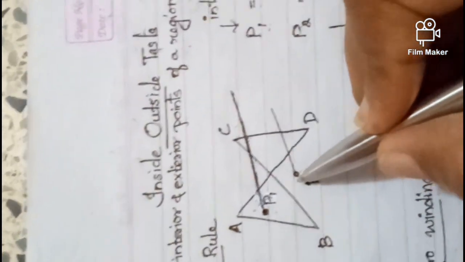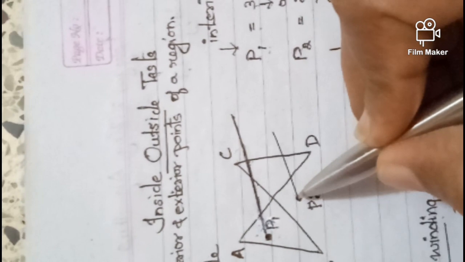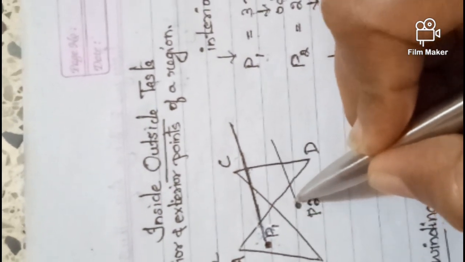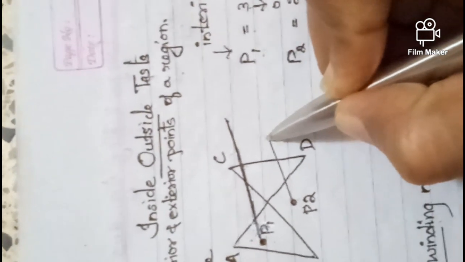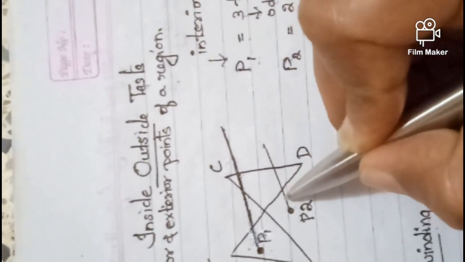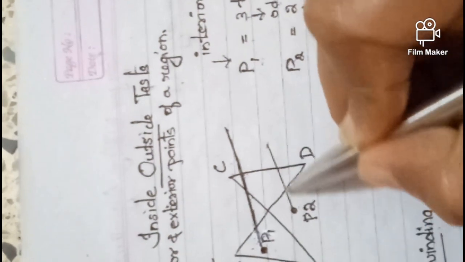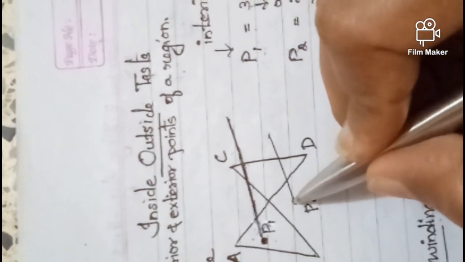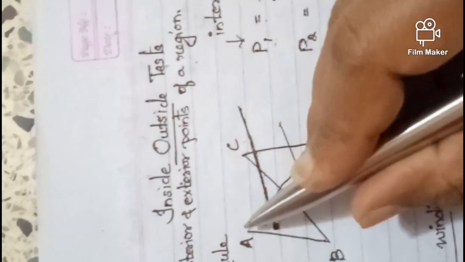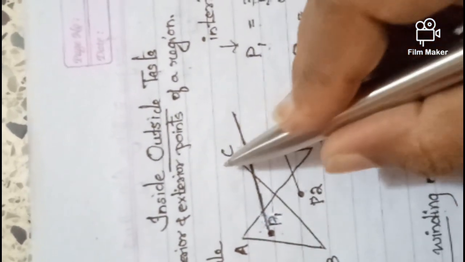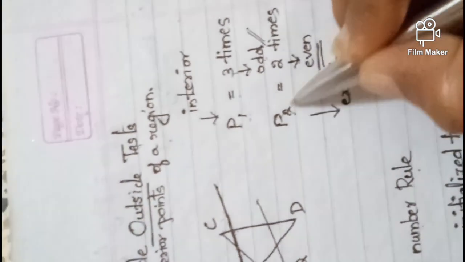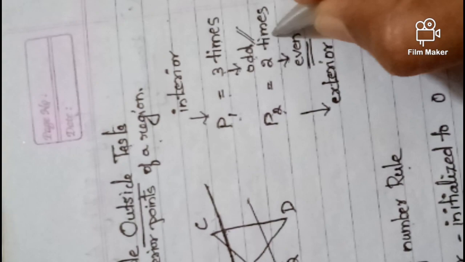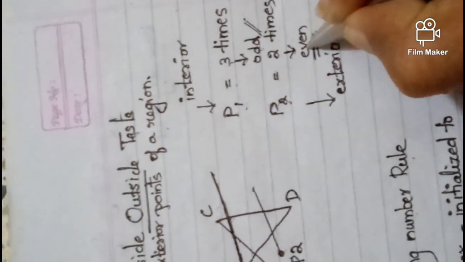Let us check point P2. As per the rule, from the point P2 we have to draw a straight line. After drawing it, we examine how many times this line crosses the edges. The line drawn from P2 crosses the edge AD and the edge CD. That means it crosses 2 times, and 2 is an even number.